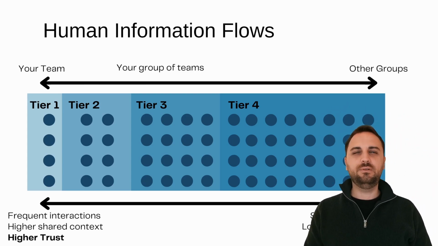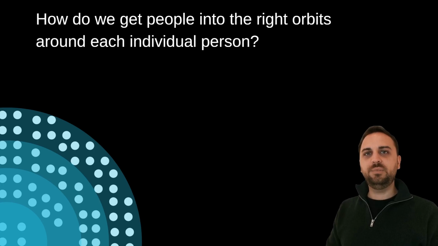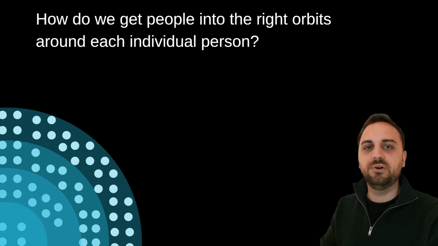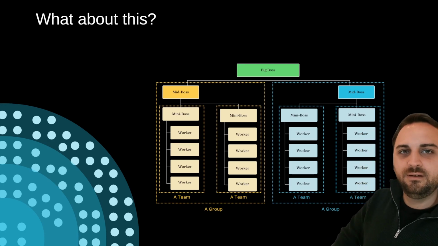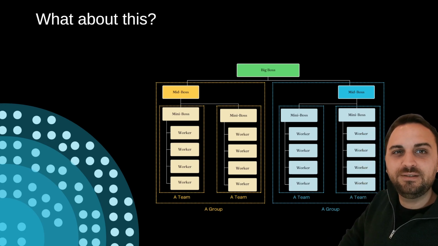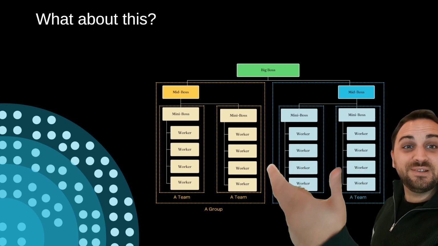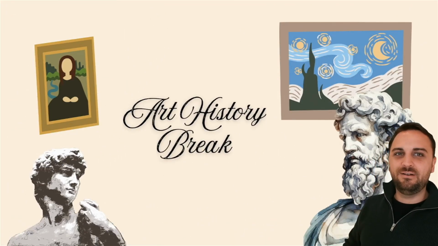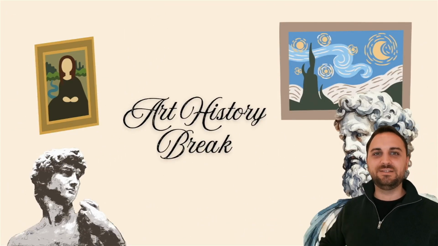So how do we get people into those tiers, right? So how do we get people to the right orbits around each individual person? What about this? What if we make an org chart and say we have a big boss and some mid bosses and mini bosses, and we create groups of teams like this, and we say that's a group of teams and they'll be in the right orbit. I think we need to take an art history break. Let's take an art history break.